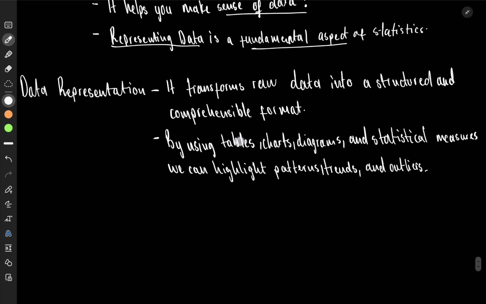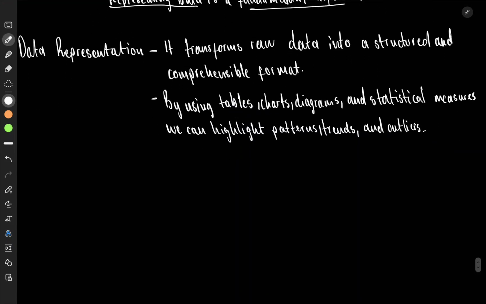Okay, so data representation, I'm going to write something at the bottom of this. Data representation, like it says, helps you transform raw data into something that is structured. Okay, raw data is data that is all over the place, written all over the place. But now it helps you to put it into a structured manner, something that is understandable, comprehensible, that you can then use to make a sound decision.